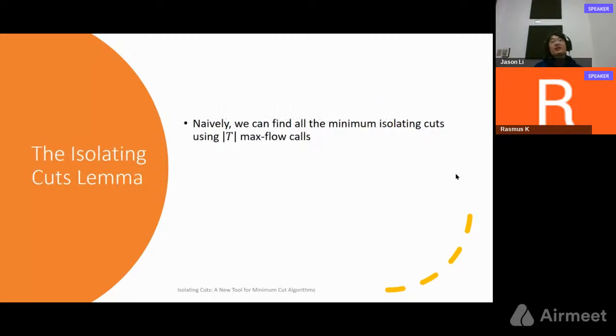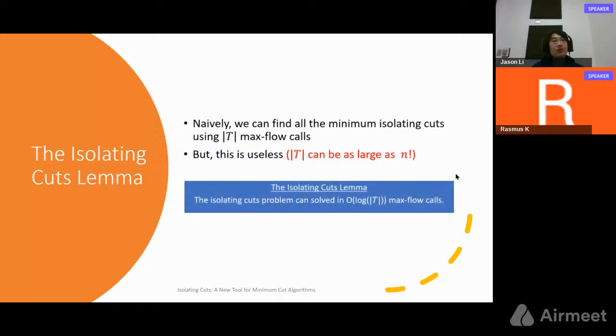Okay. So naively, we can compute the minimum isolating cuts for all T using size of T max flows, because we can just loop over all T and compute the ST min cut. Of course, this is useless in general because, again, the size of T can be large. But our core lemma for the isolating cuts is that we can actually do much better. We can solve the isolating cuts problem in just log n many max flows. We'll see most of the proof of this lemma in this talk. It's quite simple.